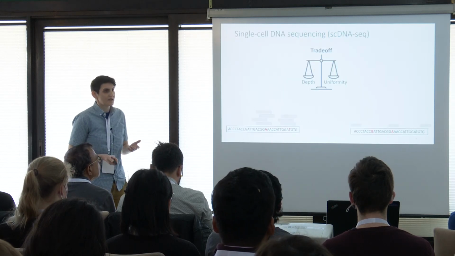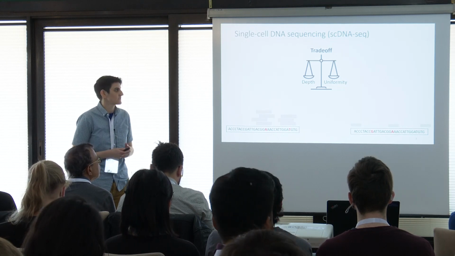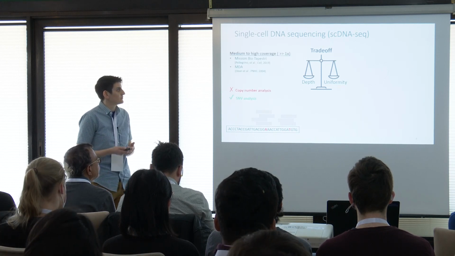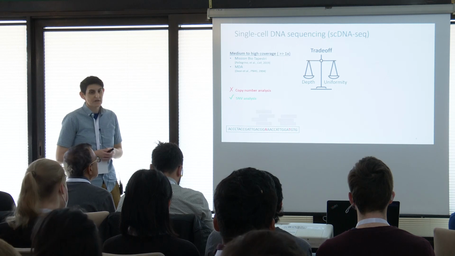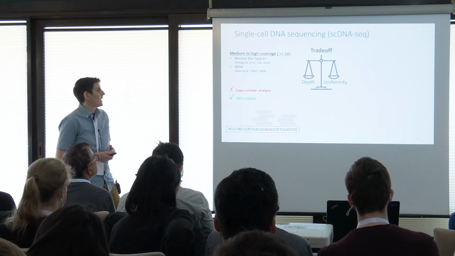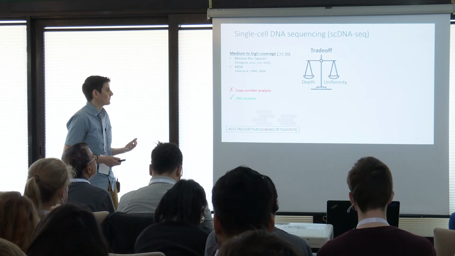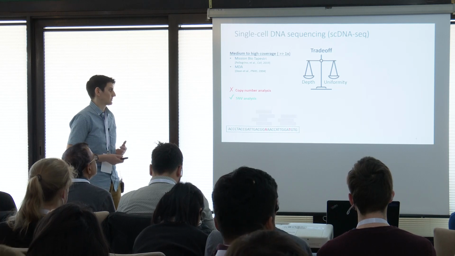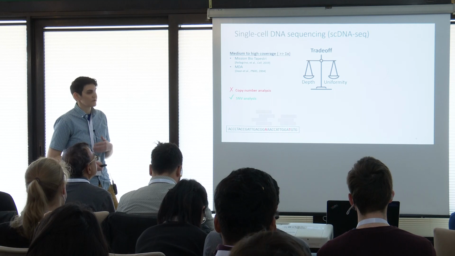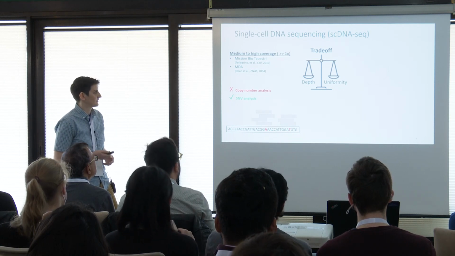Let's say you want to study the evolutionary history of a tumor with single-cell DNA sequencing. The next question you have to decide is what type of technology you're going to use. One approach is to choose a medium to high coverage technology, which would include things like 10x or MDA. Because you have very high coverage, it's very good for performing high resolution single nucleotide variant, or SNV, analysis. But because there are biases in the sequencing process, you don't get uniform coverage of the genome, so it's very poor for performing copy number analysis.